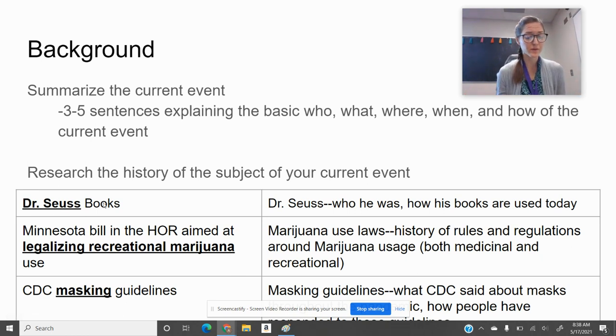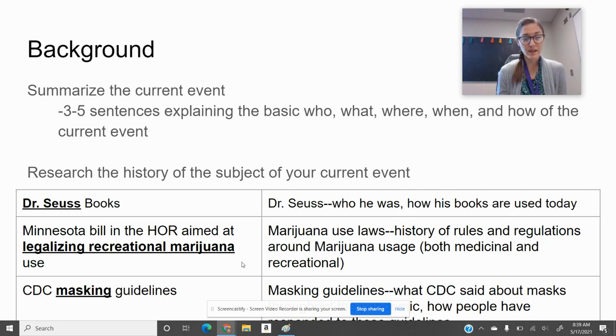So in this Dr. Seuss one, Dr. Seuss could be a subject that you could do some background information on. So you could look up who he was, how his books are used today, or how he's still significant. Then, the Minnesota bill in the House of Representatives aimed at legalizing recreational marijuana use.